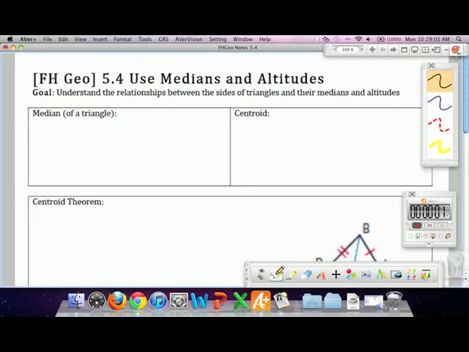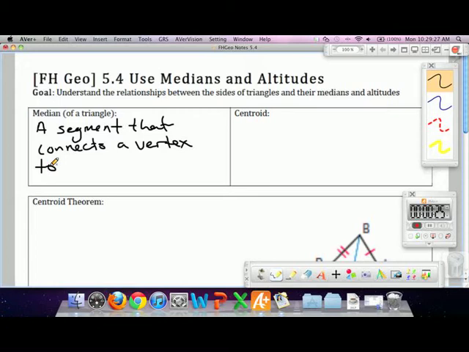Our first segment we're going to look at today is called the median of a triangle. A median of a triangle is a segment that connects a vertex to the opposite midpoint of a triangle. So we're going to connect a vertex down to the opposite midpoint.